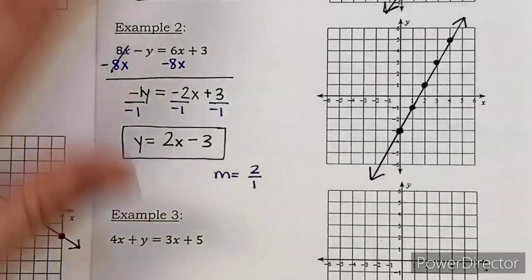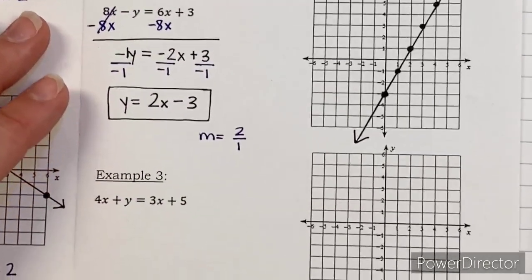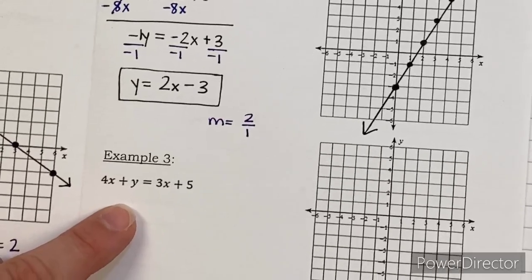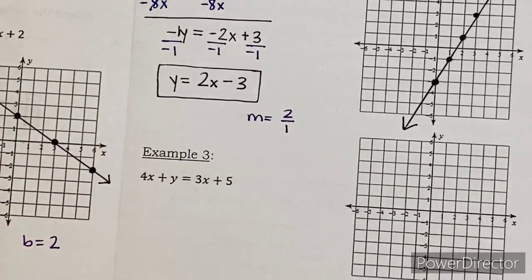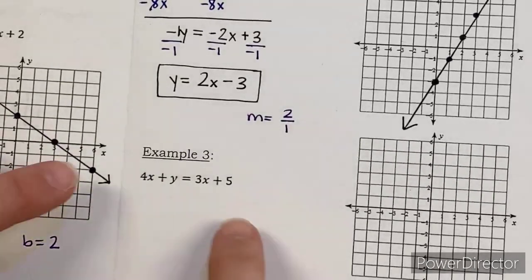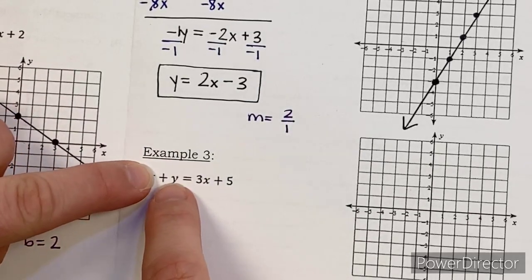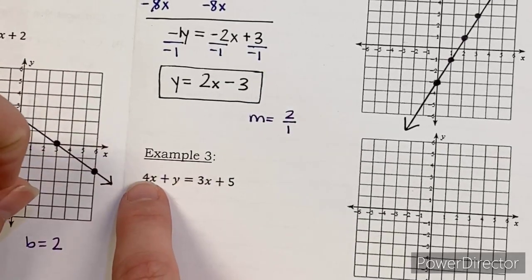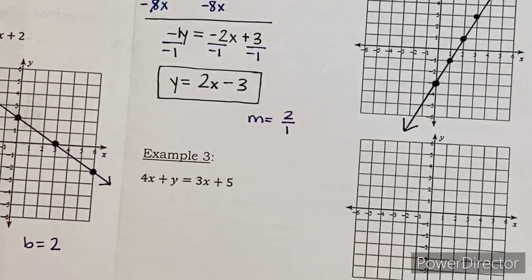So now I want you, which I've already said, I want you to do number 3. Example 3 actually is a 1-step equation to convert it. And how I know it's 1 step, this y is positive and it's already by itself. So once we move this 4x over here, we're done, and then we can automatically graph it. So I want you to pause this video, and then when you're done with example 3, push play again, and I'll have the correct answer here for you.